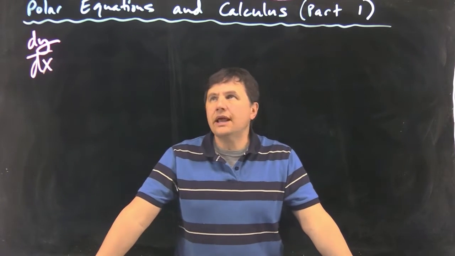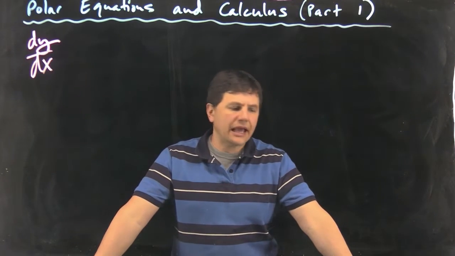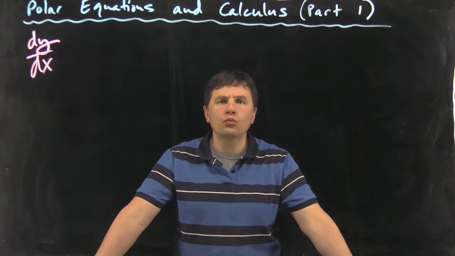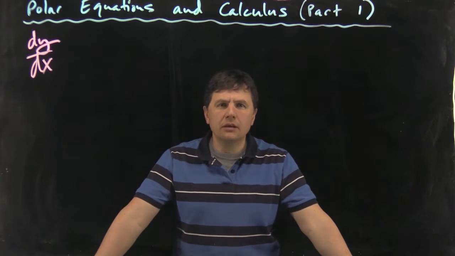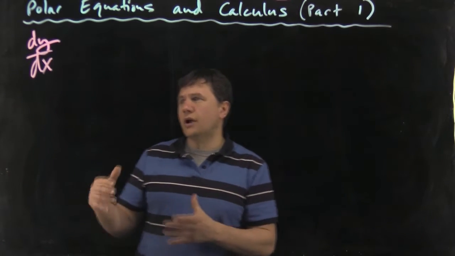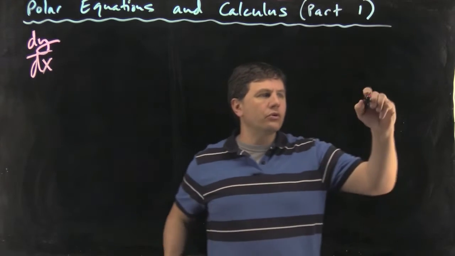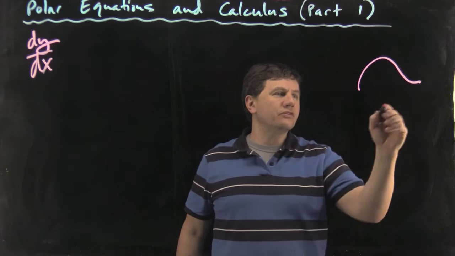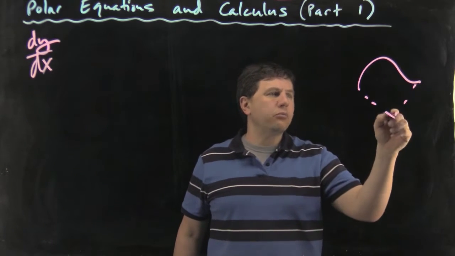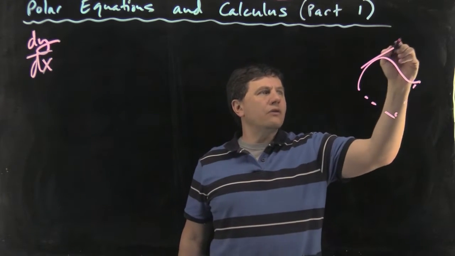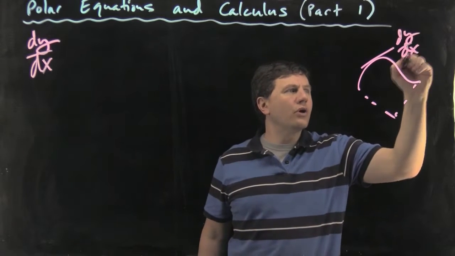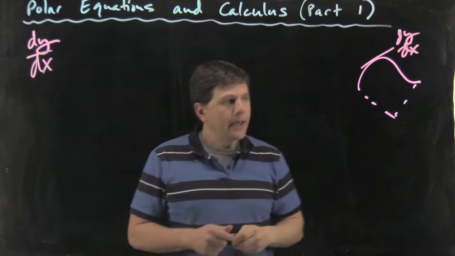Okay, today I'm going to talk about polar equations and calculus. This is going to be part one. Specifically in this video, we're going to talk about dy over dx, or the slope of the curve. In polar equations, we get stuff that looks like this. It sort of spirals around a pole. But dy over dx is still the slope of the tangent line to that curve.